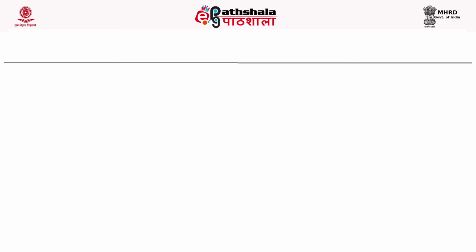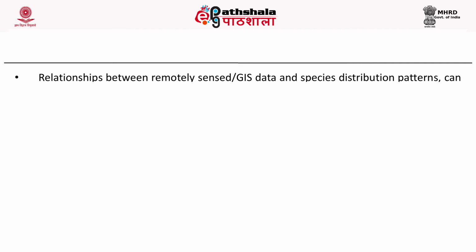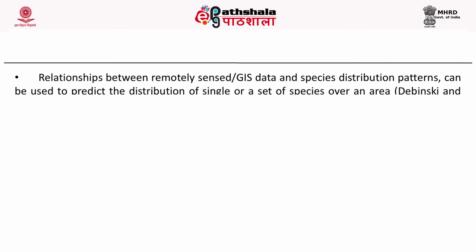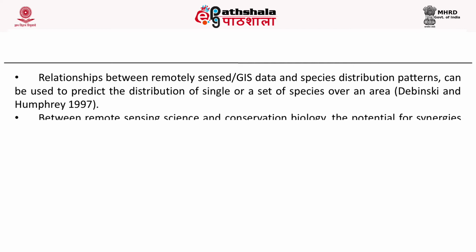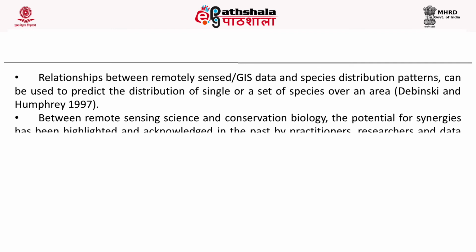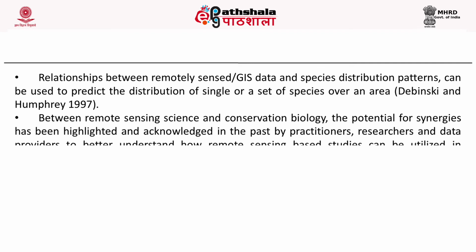Further, relationships between remotely sensed or GIS data and species distribution patterns can be used to predict the distribution of a single species or a set of species over an area.